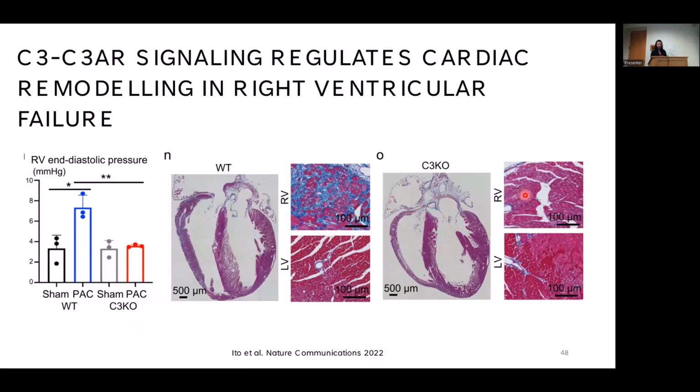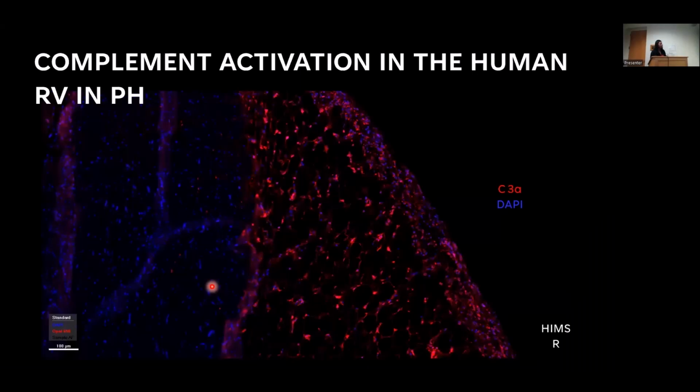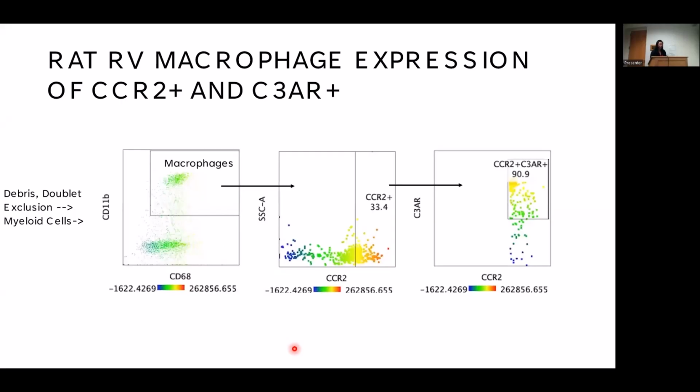So in this one figure example in their paper, in these C3 knockout mice, you can see on trichrome staining that there's much less fibrosis in the RV. So this sets up our studies. We're currently doing staining for complement and markers of complement activation in both human and the animal RV and PH. So this is one stain of C3a and DAPI in the human RV in a pulmonary hypertensive autopsy case. So you can see that there's this whole region here where there's a lot of C3a lighting up.